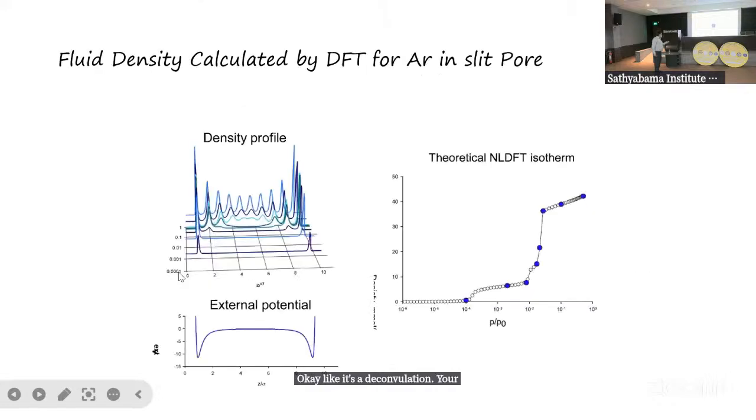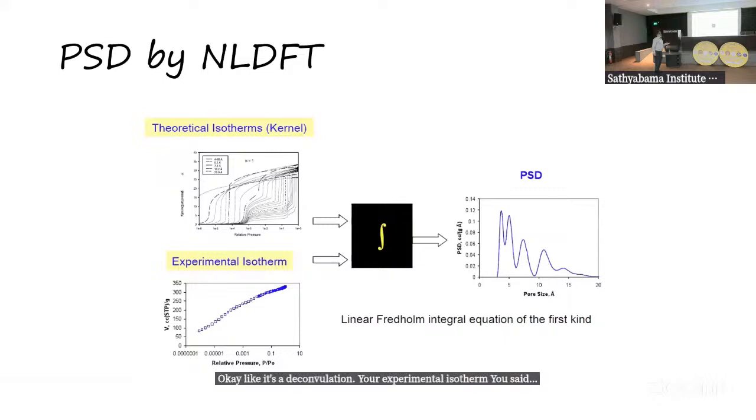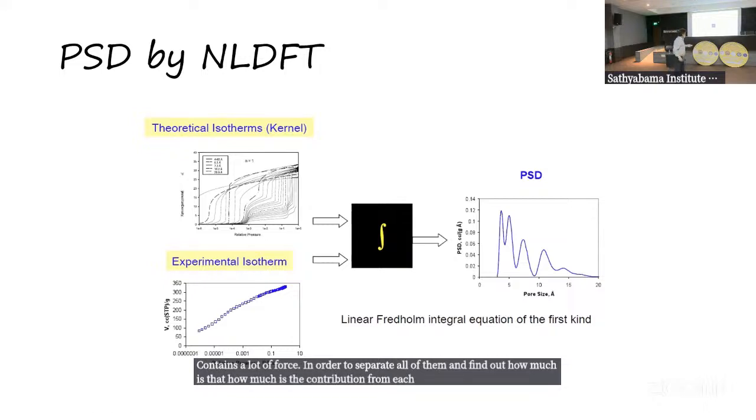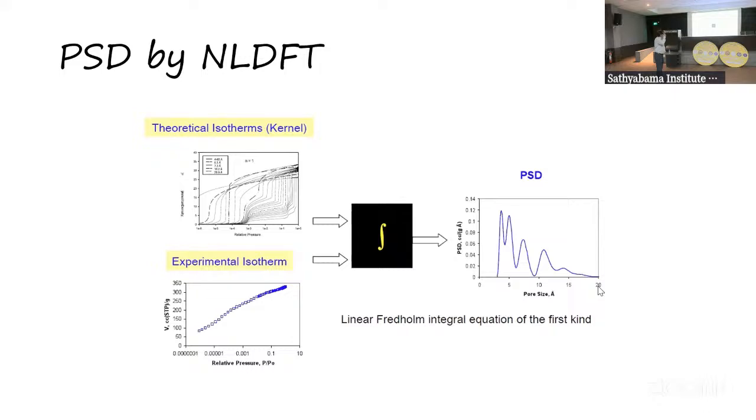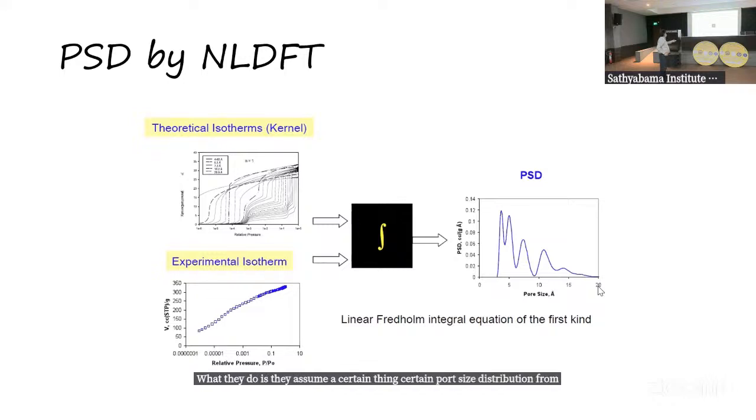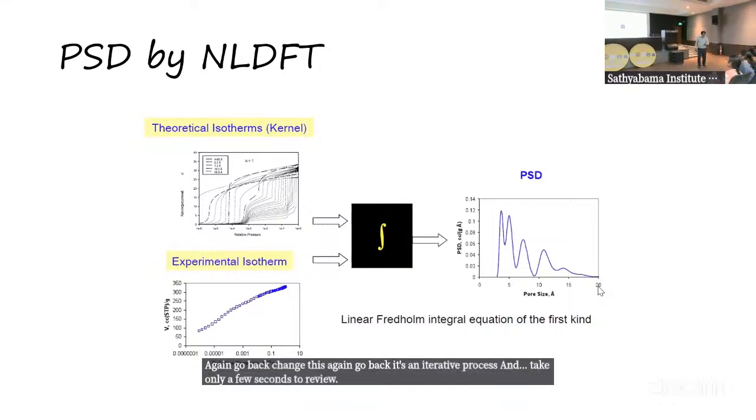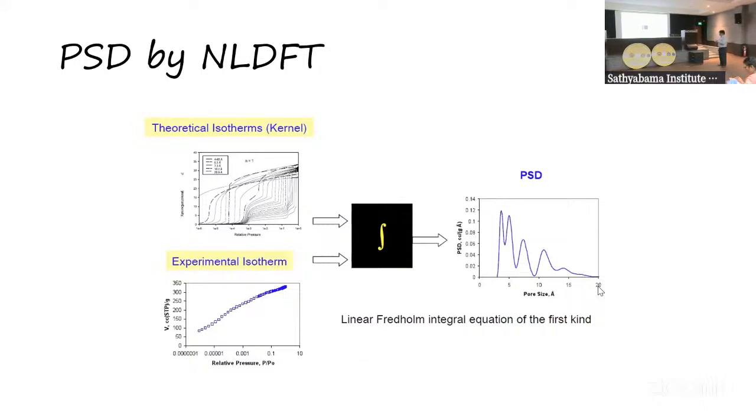Your experimental isotherm is a convoluted isotherm, contains a lot of pores. In order to separate all of them and find out how much is the contribution from each size of the pore, that exercise is known as deconvolution. What they do is they assume a certain pore size distribution from here, compare it with this, again go back, change this, again go back. It's an iterative process, and it takes only a few seconds to give you the exact pore sizes which will most accurately be represented by this isotherm.